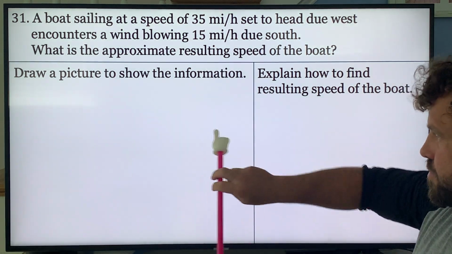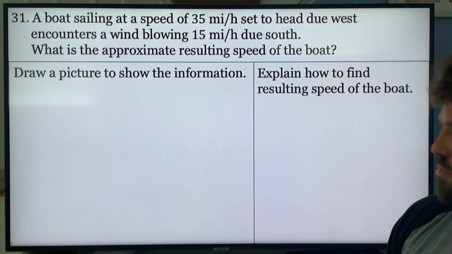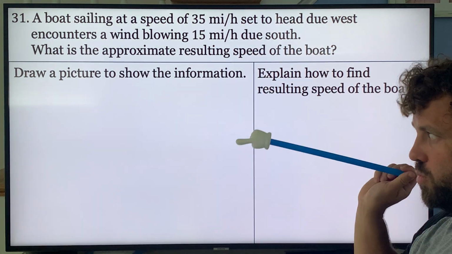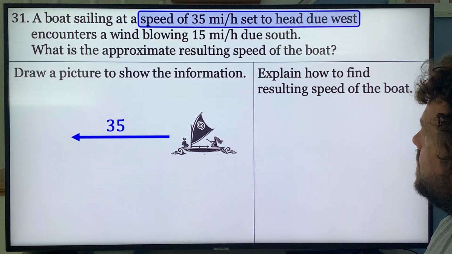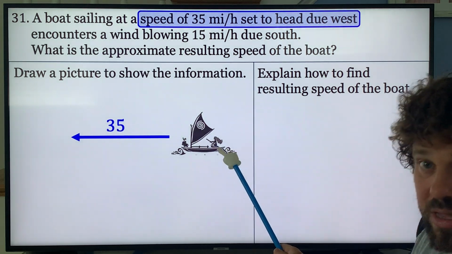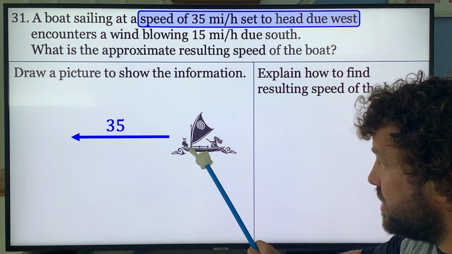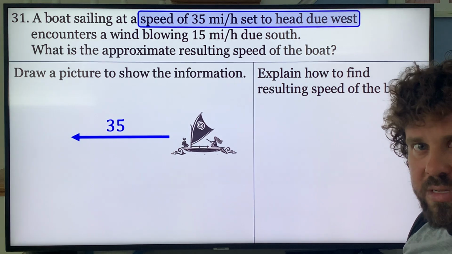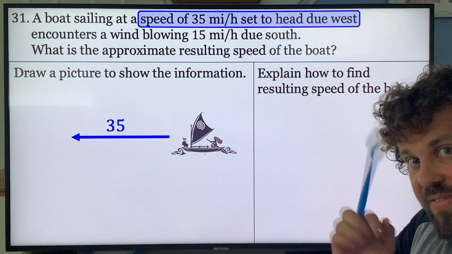North, east, south, west. All right, so my boat is headed west. You guys know what that is? That's Pua, Moana. So Moana is going 35 miles an hour. She's going to the heart of Fiji.